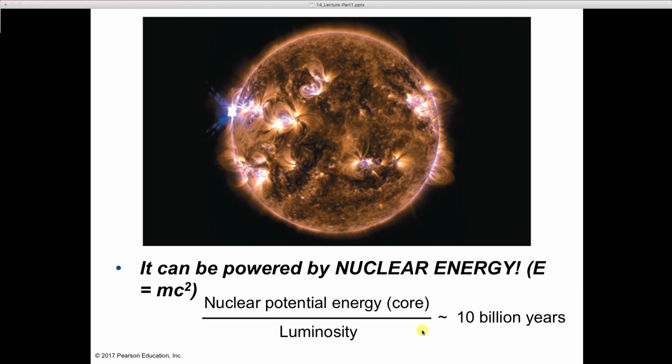So the sun is about halfway through its lifetime of about 10 billion years. It's a little over 4.5 billion years old now. So we don't have to worry at all about the sun running out of energy anytime soon. It's got about another 5 billion years left to go.